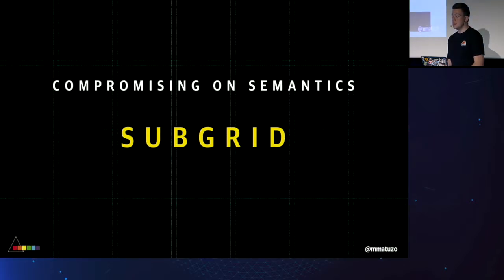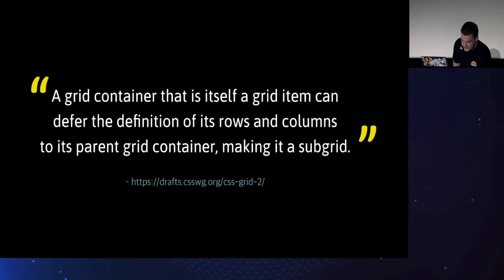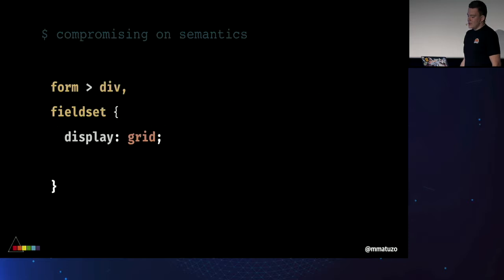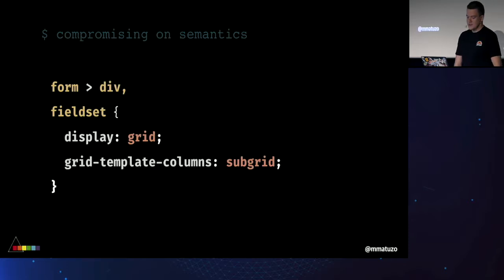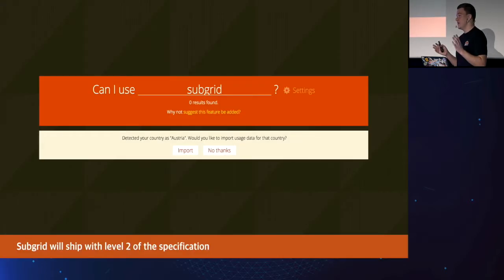What is a solution? Subgrid maybe. Subgrid is really, really cool. We can use subgrids and apply it to a grid item, and then the grid item will pass its characteristics as a grid item to its direct child items, making them grid items as well, even though they're not direct child items of the grid container. Okay, so I select the divs, I select the field set, I set display to grid, I set the grid template columns property to subgrid, and that's it. Really, really cool. But support for subgrid is so bad it doesn't even have a Can I use page.